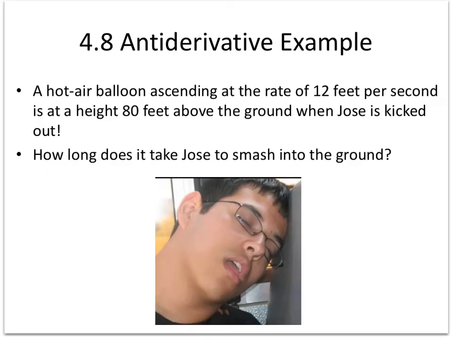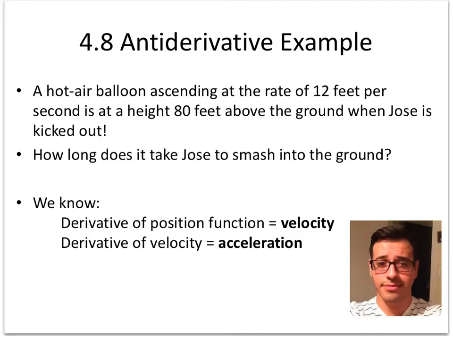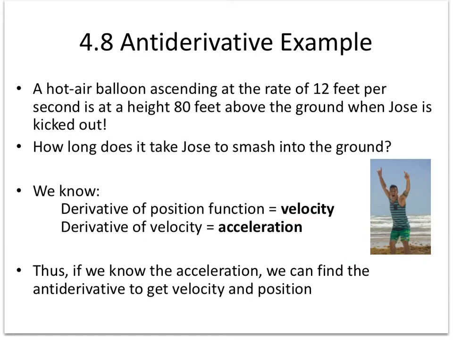Alright, a hot air balloon ascending at the rate of 12 feet per second is at a height 80 feet above the ground when we kick Jose out. How long does it take Jose to smash into the ground and die a horrible death, of course? So we know the derivative of a position function is velocity. We know the derivative of velocity is acceleration. So it told us how fast it was accelerating, so we can work backwards to find the function. So if we know acceleration, we can find the antiderivative to get velocity, then the antiderivative again to get position.